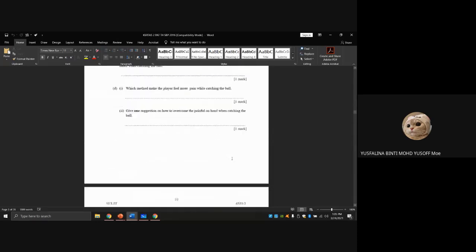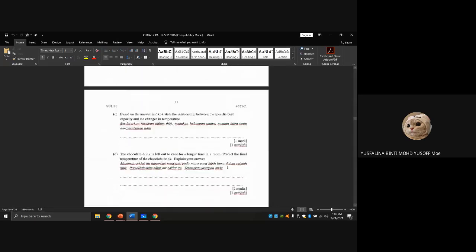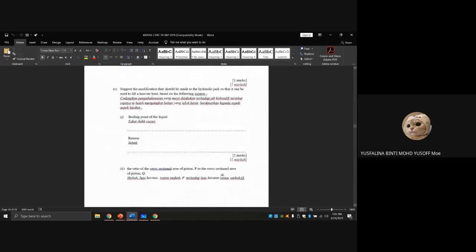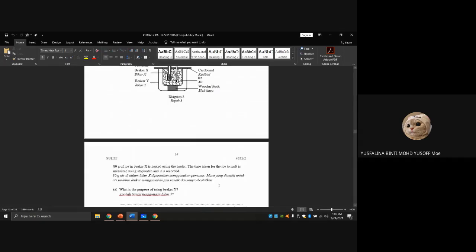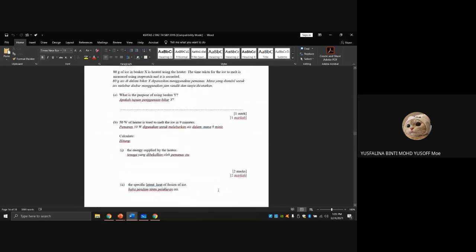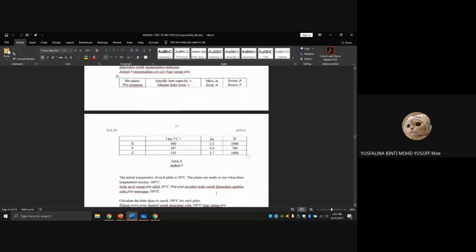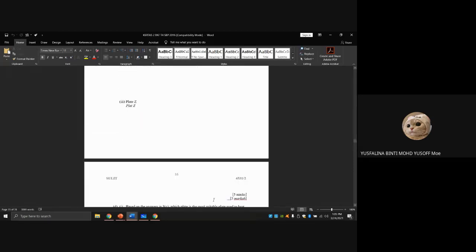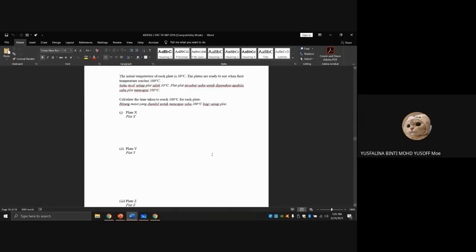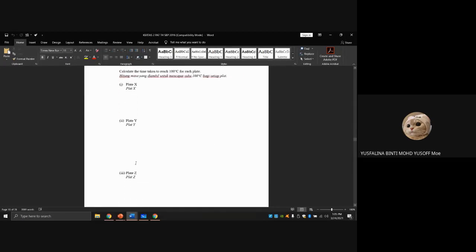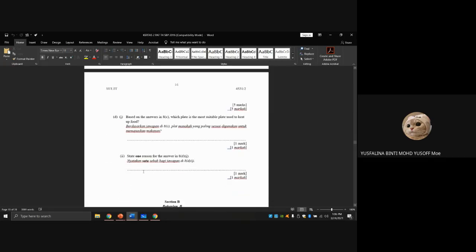For question number 8, there's quite a difference from the other structure questions. Question number 8 is about 12 marks. You can see here there's a calculation, and at the end they will ask you to choose which one you want, plate X, plate Y, or plate Z. You have to choose and give a reason. So that is question number 8.